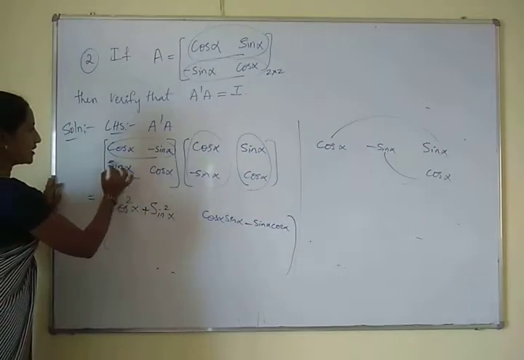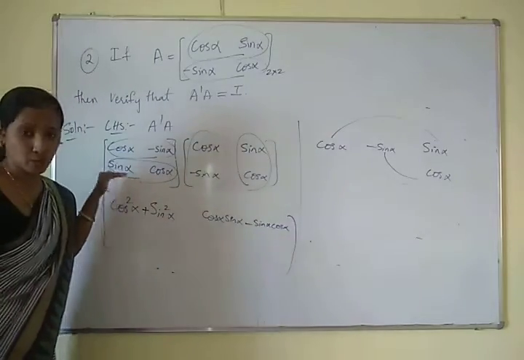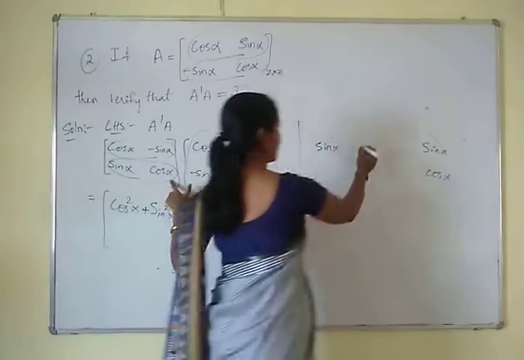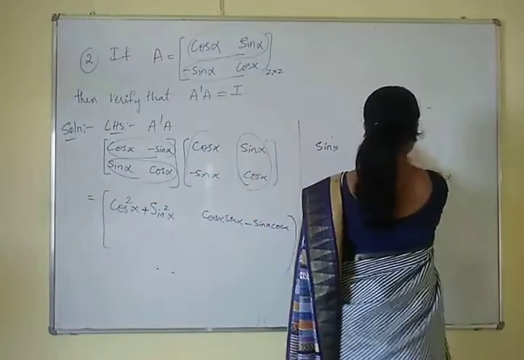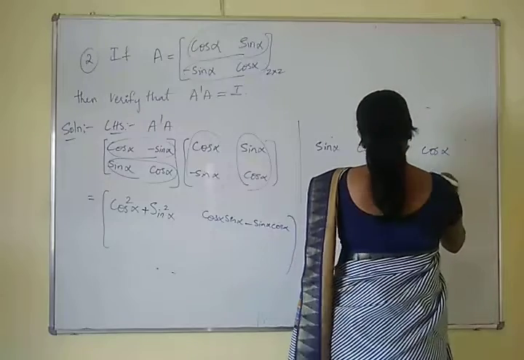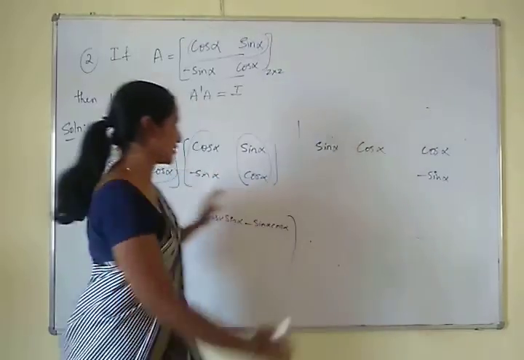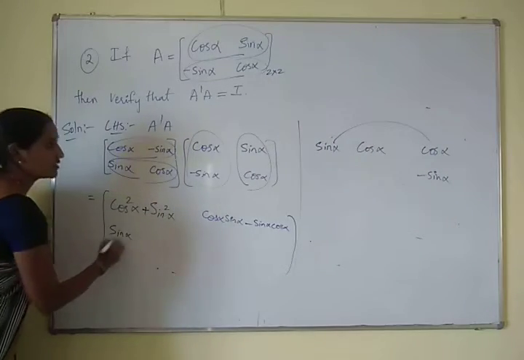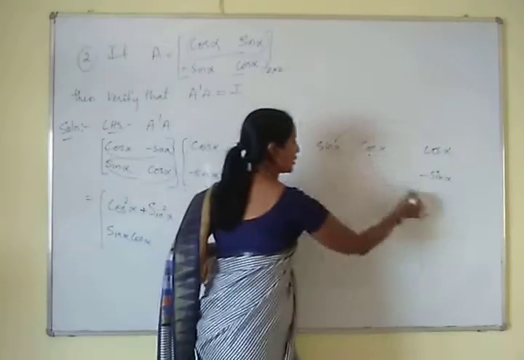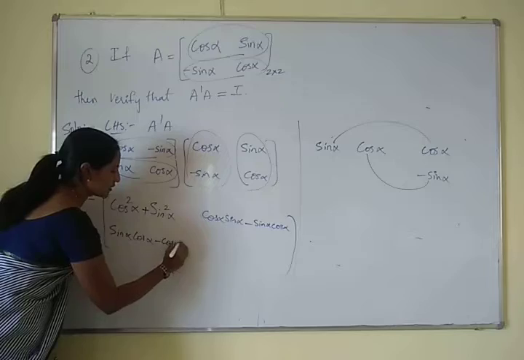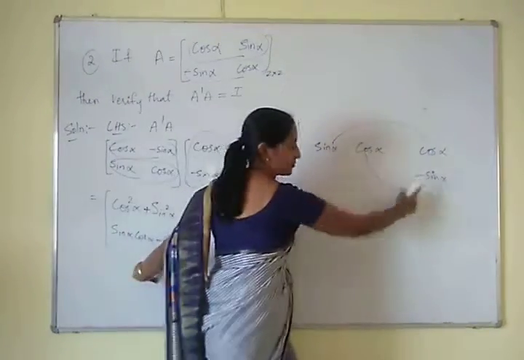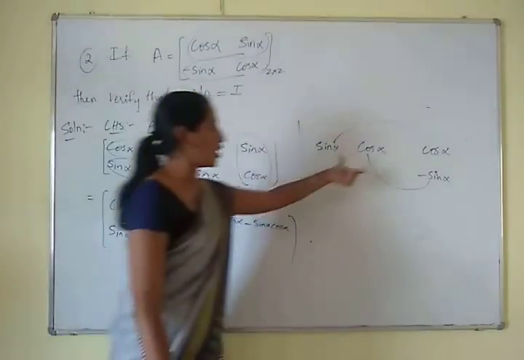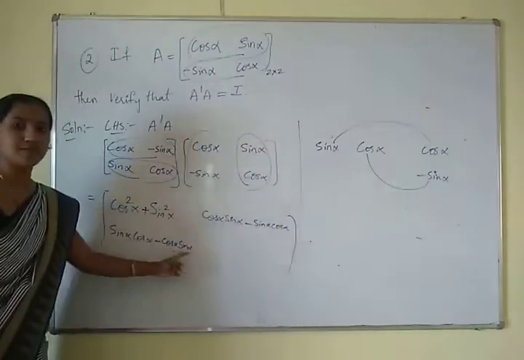Next, let me take the second row. We are finished with the columns. So let me go with the second row. Second row gives us like this: sine alpha and cos alpha is the row, and take the first column. See, this is your second row, and this one is your first column. So sine alpha and cos alpha, sine alpha cos alpha itself, right? Cos alpha and minus sine alpha gives you minus cos alpha sine alpha. Minus is because you have minus here. I'll repeat again. Sine alpha into cos alpha is sine alpha cos alpha. Cos alpha into minus sine alpha is minus cos alpha sine alpha.